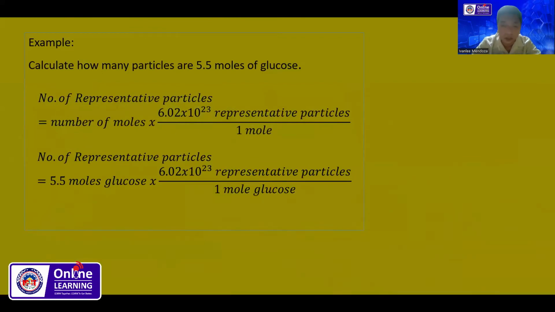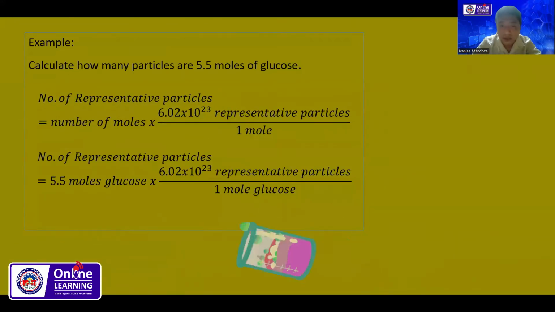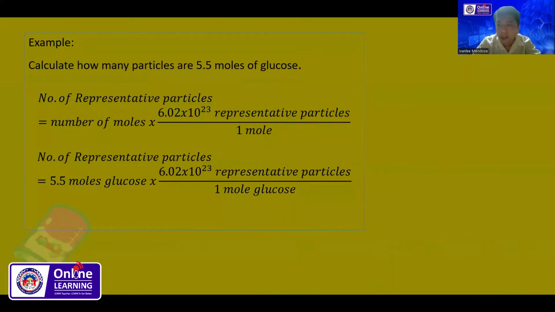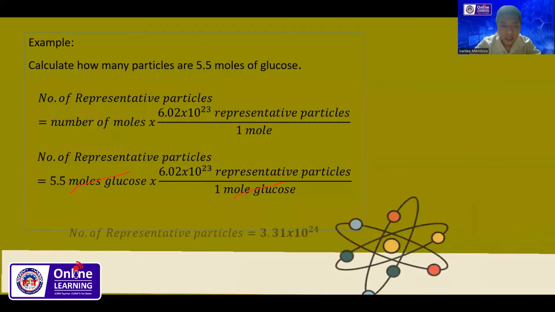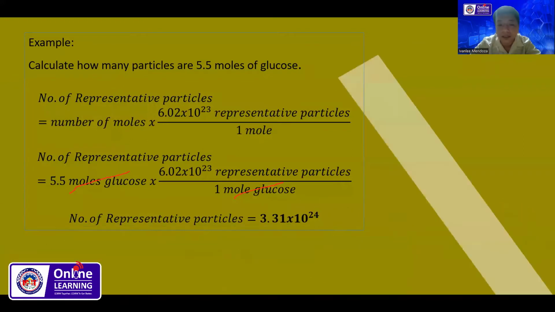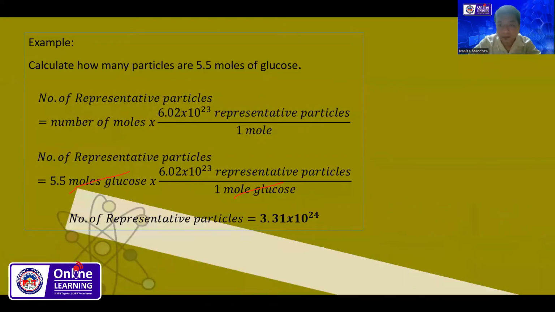divided by 1 mole. The mole is represented as 1 mole glucose, since the question has 5.5 moles of glucose. That's why the unit of the mole is mole glucose. Then the next step, obviously, mole glucose will be cancelled out. Then simply multiply 5.5 and 6.02 times 10 to the 23 representative particles. The answer becomes the number of representative particles equals 3.31 times 10 to the 24. So that is the answer for this problem.